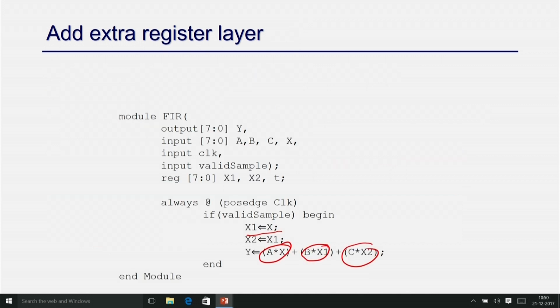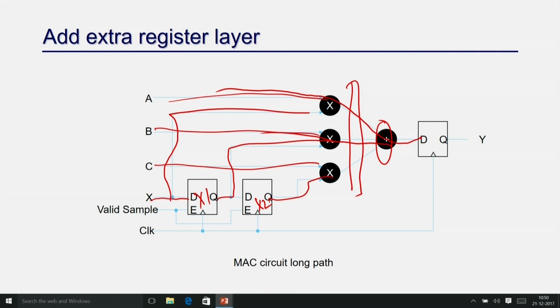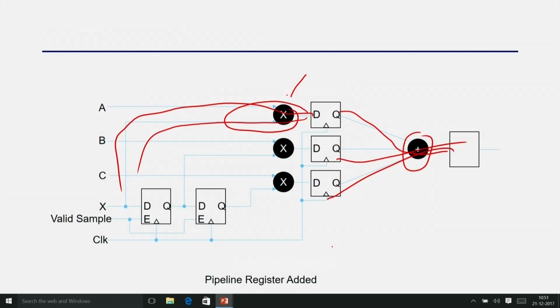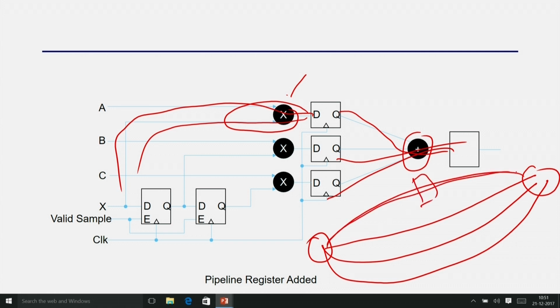When you are adding a layer, you should add it in all parallel paths, as I mentioned. If you just add it here and not here, then it is a problem. Suppose there are 4 parallel paths from the input to the output. You cannot just add one register here, because this path is very critical. If you want to add a register here, you have to add it in all parallel paths.